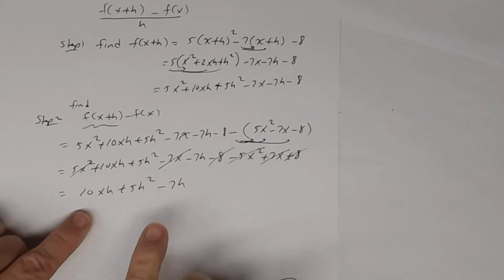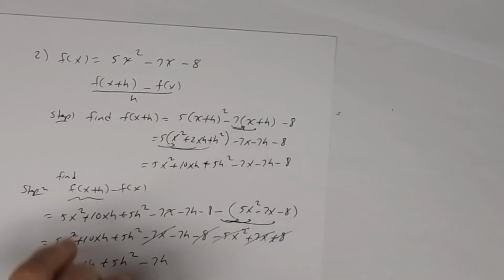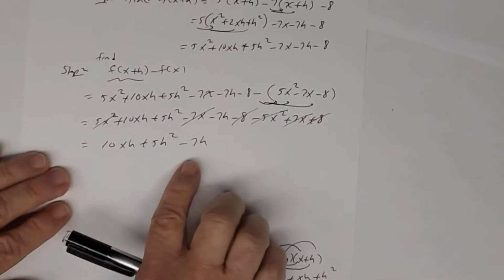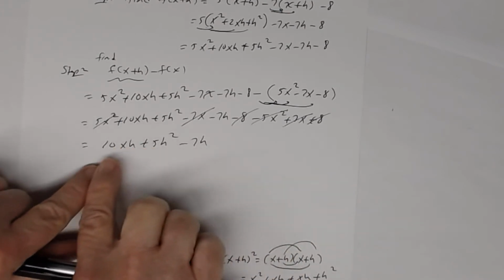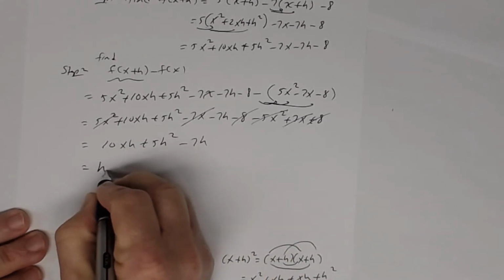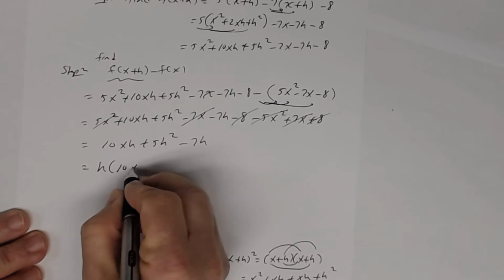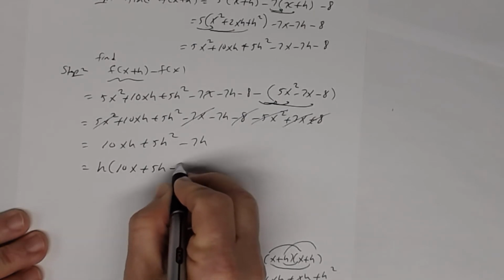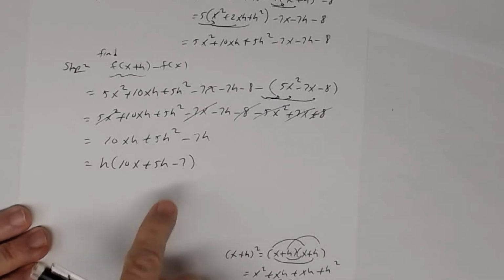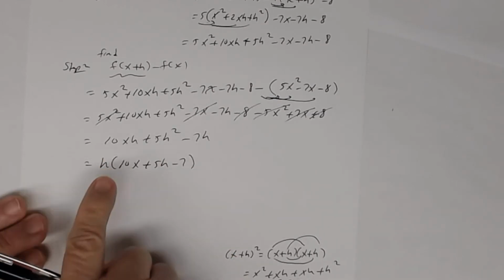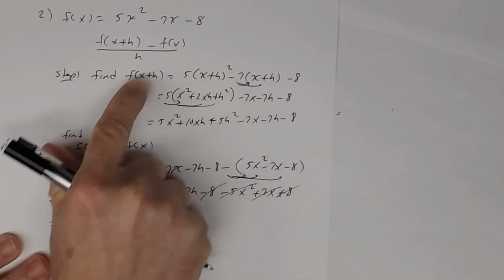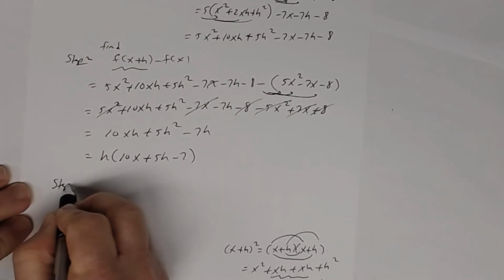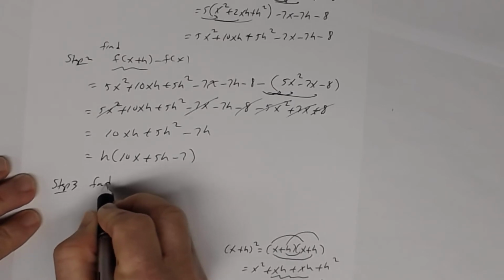Now, what I would do at this point, because remember, you're going to divide by h, right? So what I would do is notice that all of these terms have an h in common. So let's go ahead and factor out the h at this point. So we get h times 10x plus 5h minus 7. All I did was factor out an h. And the reason I did that here is because the next step, we're going to divide by h, and those h's divide out. So step 3 is now to find the difference quotient.